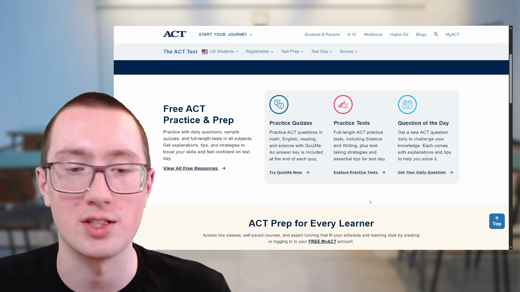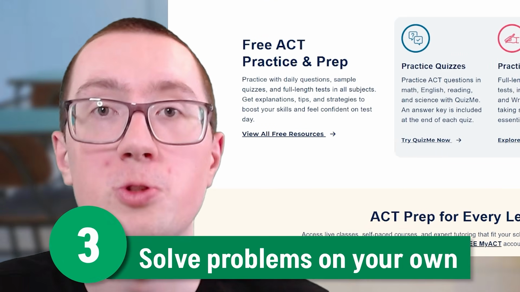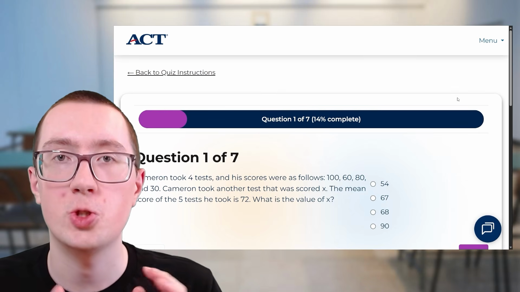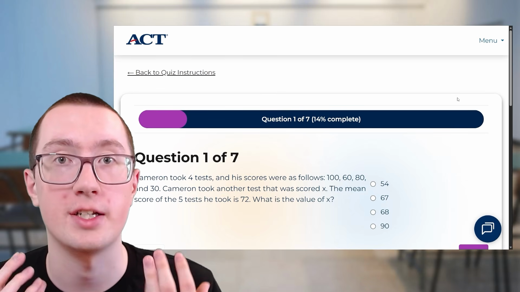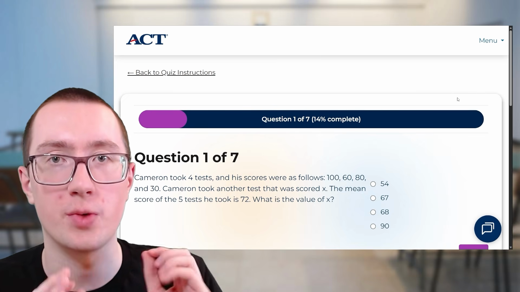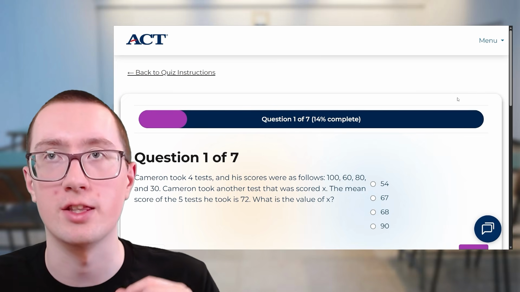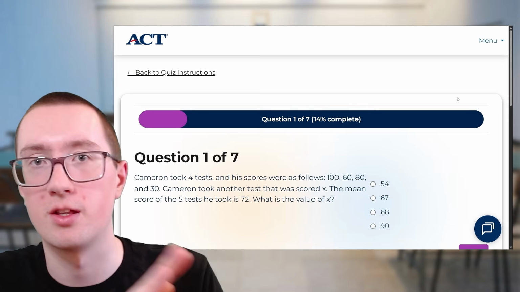But that doesn't mean that you have to sit there and do a full-length practice test. Our goal here is to just get you used to solving problems on your own. And you should be trying to solve these problems on your own from start to finish. Obviously, you're not going to get every single problem right. You're going to come across some hard ones. So I recommend starting with easier ones first. Usually in the full-length practice tests, the earlier numbered ones are easier than the later ones.